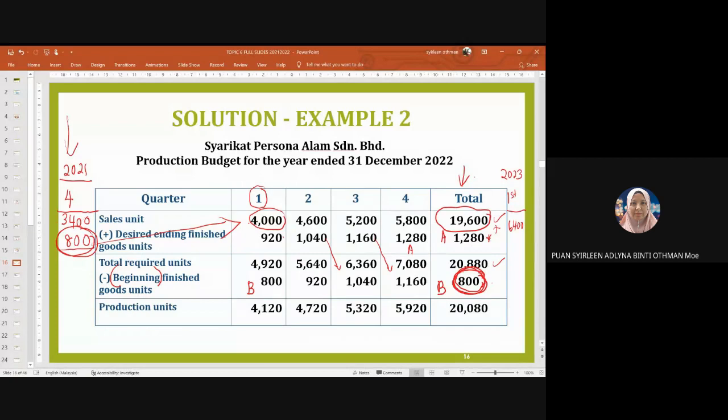So that's why you need to have the ending inventory policy. So in here, your ending inventory policy is 20% from next quarter sales volume. So setiap kali pun dia akan tinggalkan 20%, 20%, 20%, 20%. Okay, so kalau nak jual 19,600 dan nak tinggalkan 20% of sales volume as your ending inventory, okay, syarikat Persona Alam hanya perlu produce 20,080 units of finished goods. Okay, so this is for your production budget.